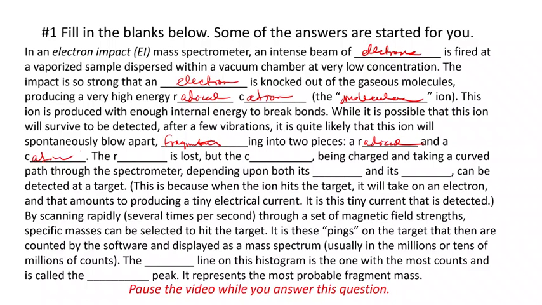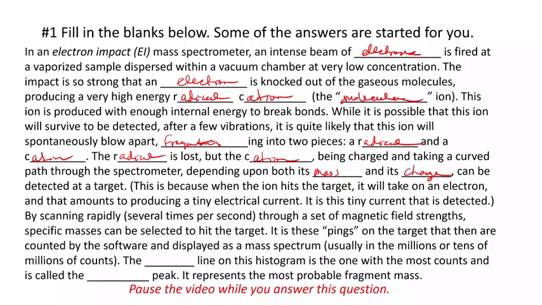The radical is lost, but the cation, being charged and taking a curved path through the spectrometer, depending upon both its mass and its charge, can be detected at a target. This is because when the ion hits the target, it will take on an electron, and that amounts to producing a tiny electrical current. It is this tiny current that is detected. By scanning rapidly, several times per second, through a set of magnetic field strengths, specific masses can be selected to hit the target. It is these pings on the target that then are counted by the software and displayed as a mass spectrum, usually in the millions or tens of millions of counts.